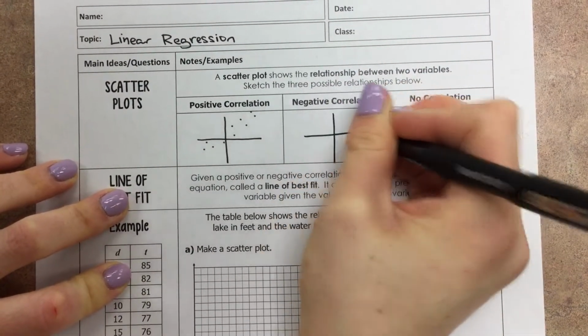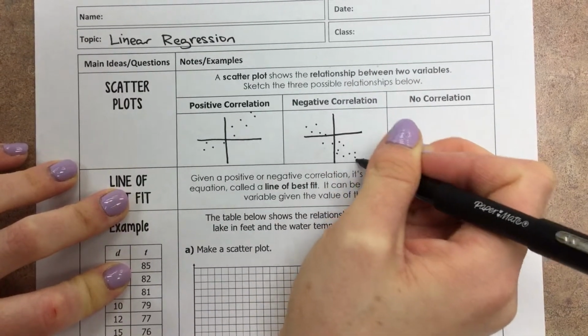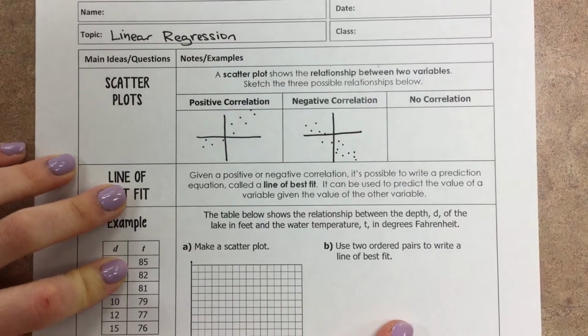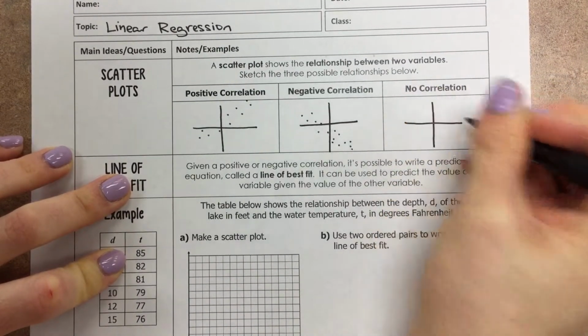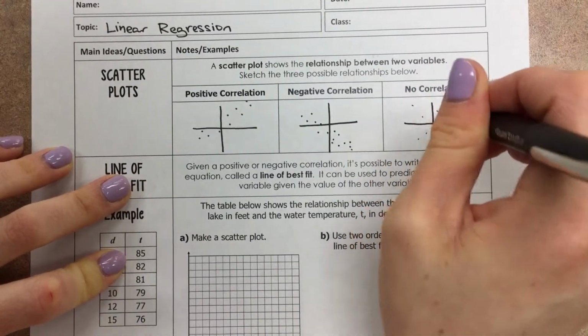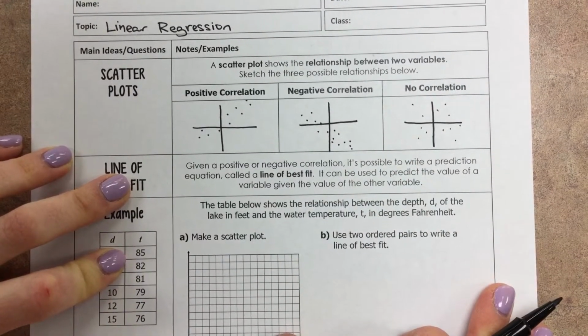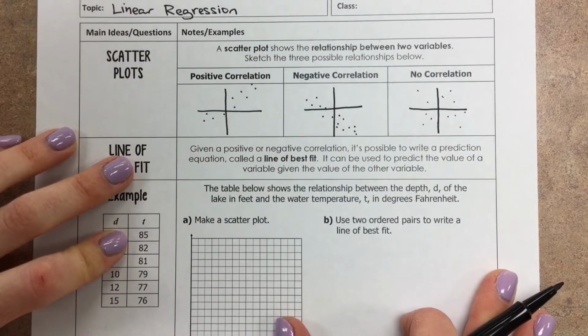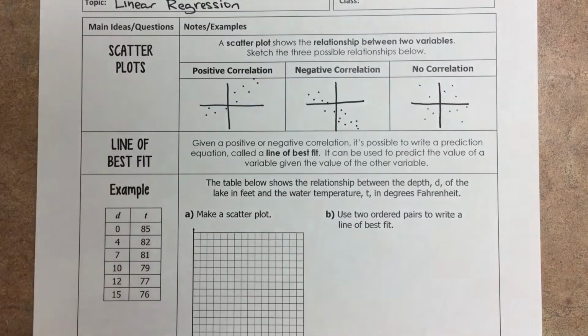Negative correlation is just the opposite. You see this trend where you've got this downward movement in the points. Looks something like that. And then no correlation, there really isn't any sort of pattern happening at all. You've just got these random points all over the place, and they don't really seem to be going up in any sort of pattern or down in any sort of pattern. So those are your three relationships that you might have.